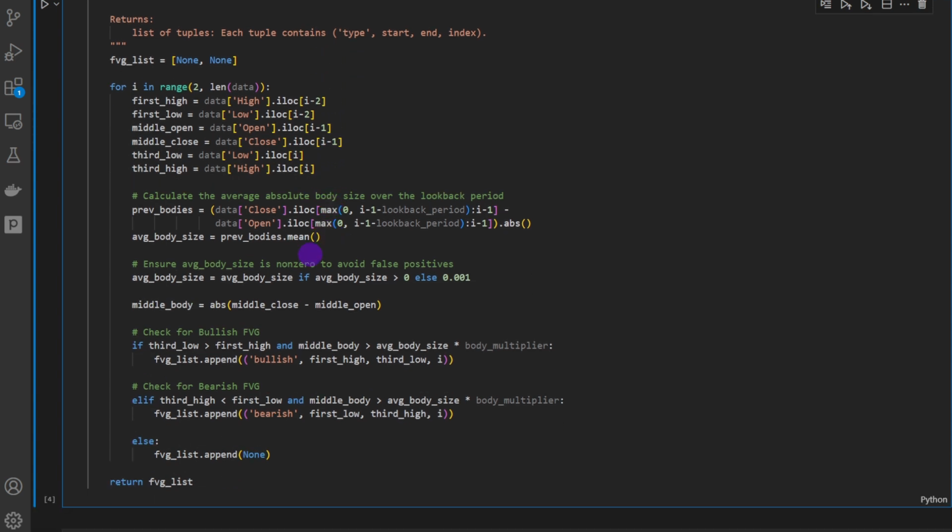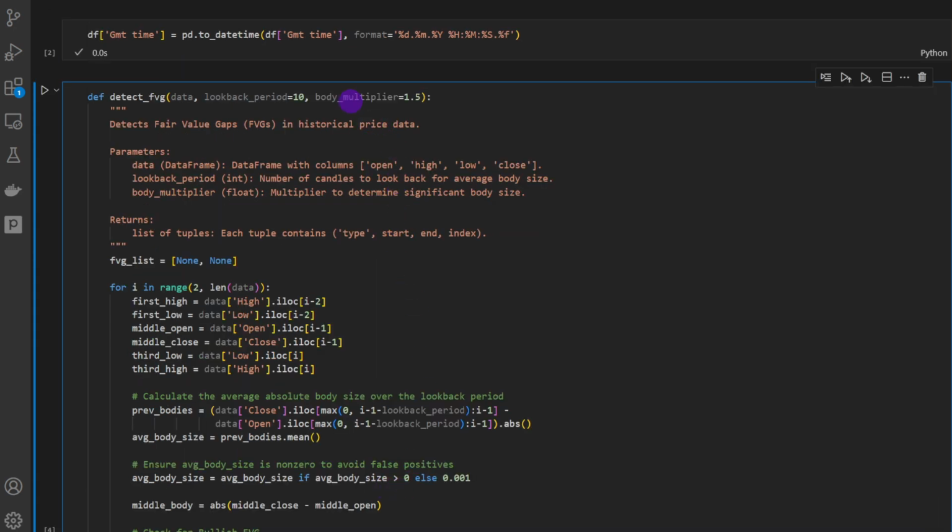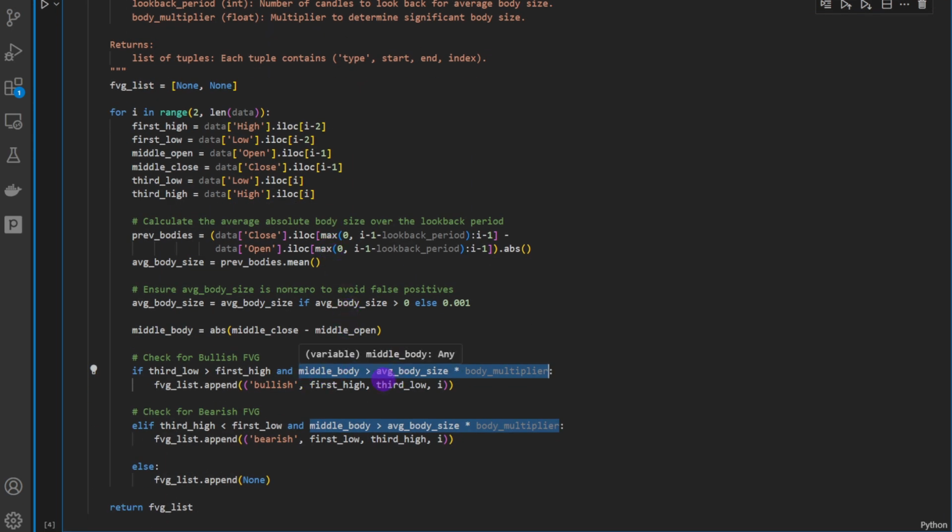In other words, this condition appears here. So if we have the third low above the first high, and then the middle body above the average body size times the body multiplier, in this example, it's 1.5 times the average body of the last 10 candles. So if the current or the middle body is above this quantity, then this fair value gap candle is accepted. This pattern is accepted. And this should be applied for both the bullish and the bearish fair value gap patterns.